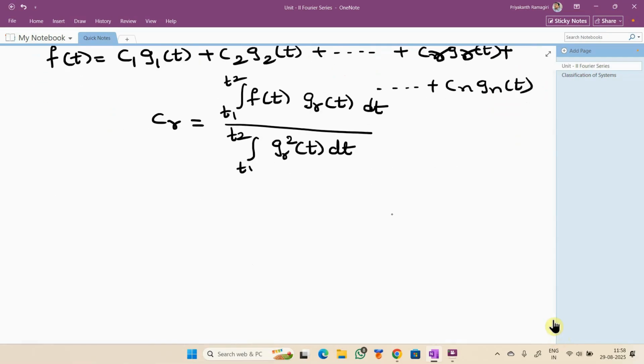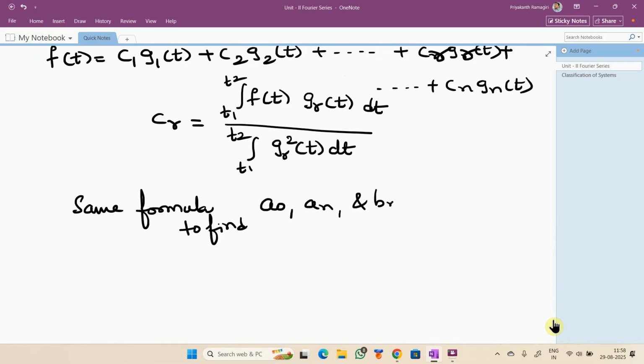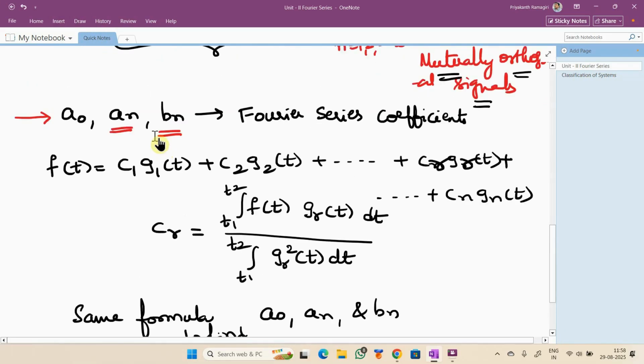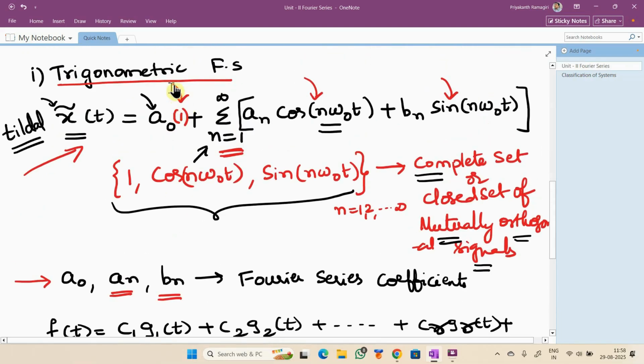So we will use the same formula for finding A naught, An, and Bn. Now, what is the function which is beside this A naught? What is the function which is beside this A naught? 1. Constant function 1, right?